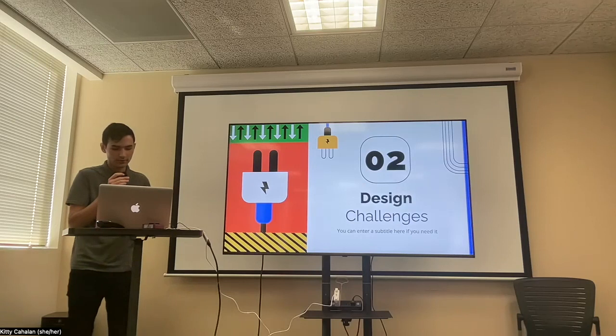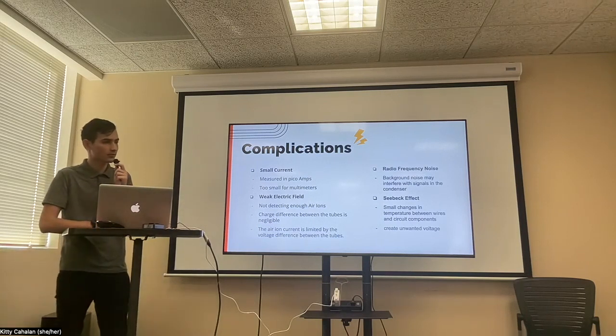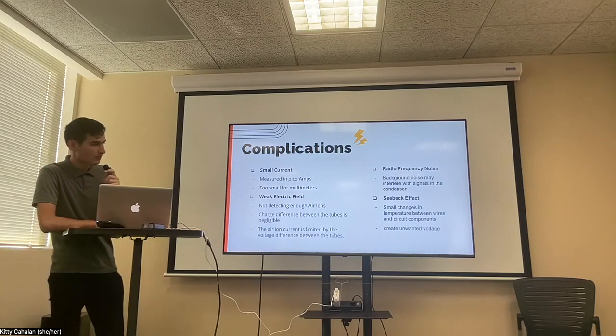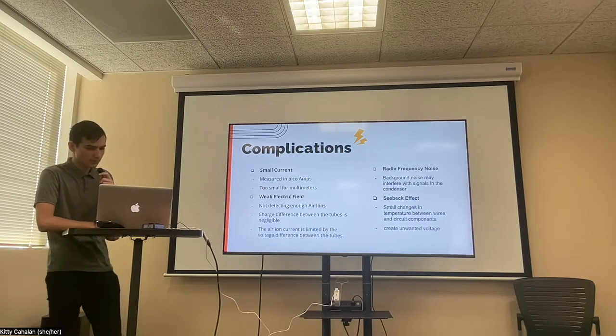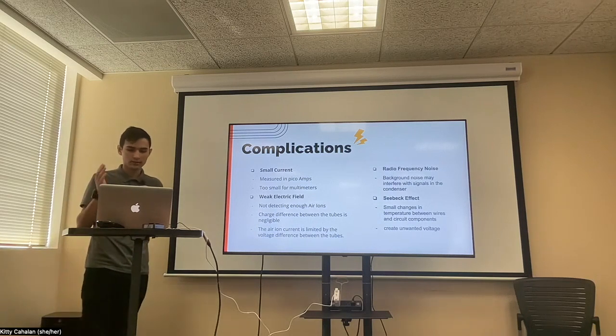So, design challenges. Before we started building this thing, there were four main complications that we knew about. The current going between both the cylinders is going to be very small, way too small for our multimeters to measure. The electric field between the tubes was negligible in charge, so any current going between them was just air ions. And there's also radio frequency noise just in the background. Any radio frequencies could mess up our condenser, so we needed something to block that out.